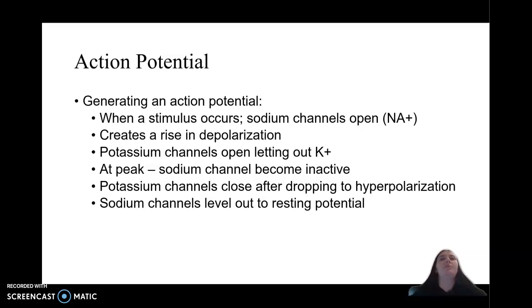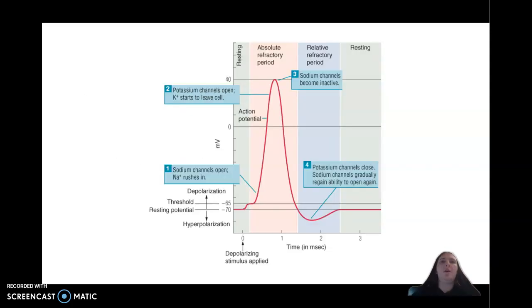Potassium channels close when dropping to hyperpolarization. Sodium channels then level out to resting potential. This diagram illustrates what we just stated, with each of the 6 steps being laid out.